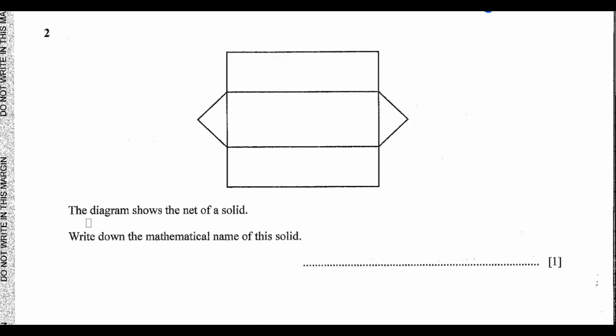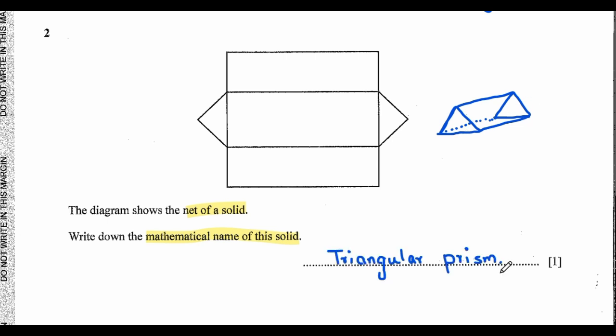Question number 2 says the diagram shows the net of a solid. Write down the mathematical name of this solid. So this net shape is provided, and if we assemble this shape, it will convert into this similar shape. And the name of this shape is a triangular prism.